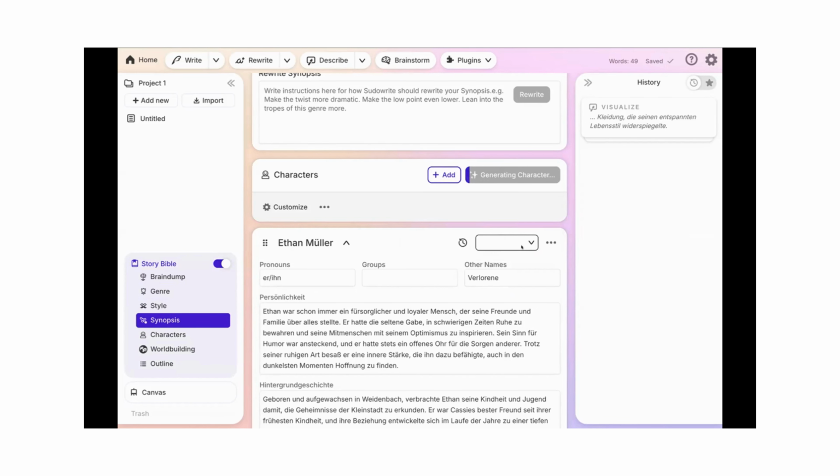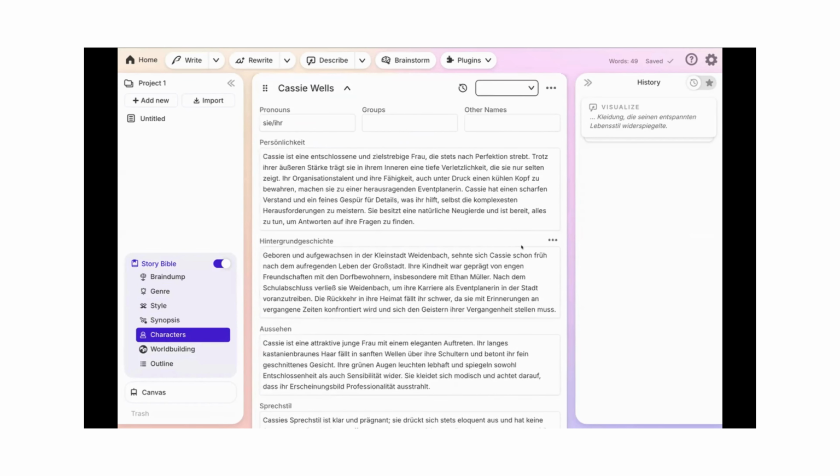I mean, in theory it should, because the characters would look at the synopsis. And if the synopsis is already in your language, it works. It should come out in your language.